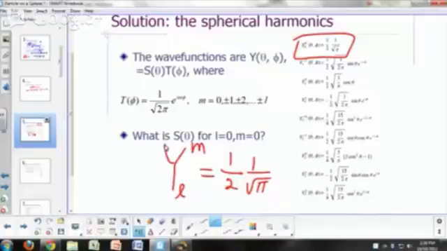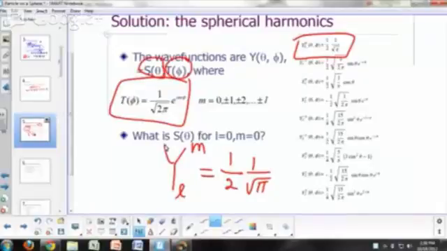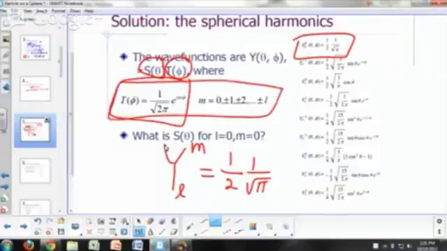Now, the dependence on phi. Remember we said the spherical harmonic is a function of theta times a function of phi. The function of phi we already know. Those are the eigenfunctions of the Lz operator, which we looked at when we talked about the particle on a ring. So it's 1 over the square root of 2 pi times e to the i m phi. So you've seen this function before. Right? So what's the function of theta then in this particular case?